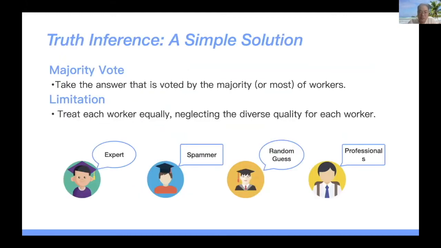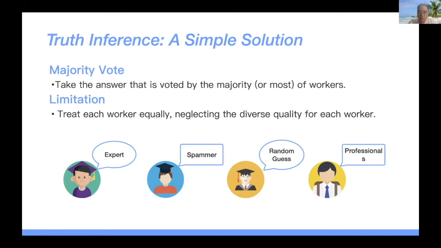A very simple solution is to take the answer that is voted by the majority of the workers. This is called majority vote. But majority vote actually treats each worker equally, so it doesn't consider the diverse quality of each worker. It has limitations, especially when your workers vary in their expertise.